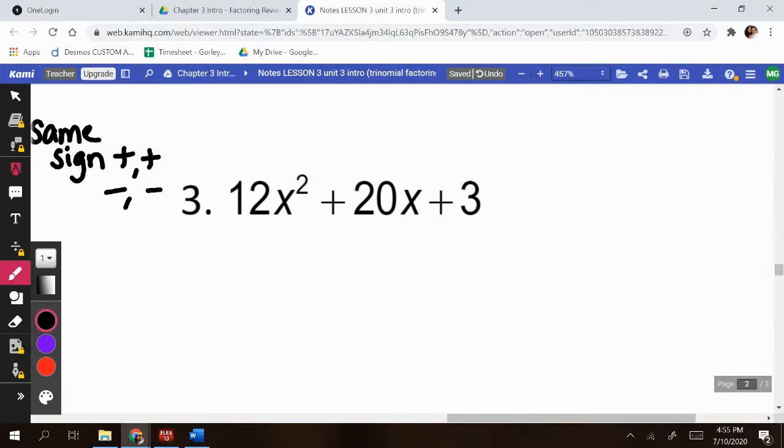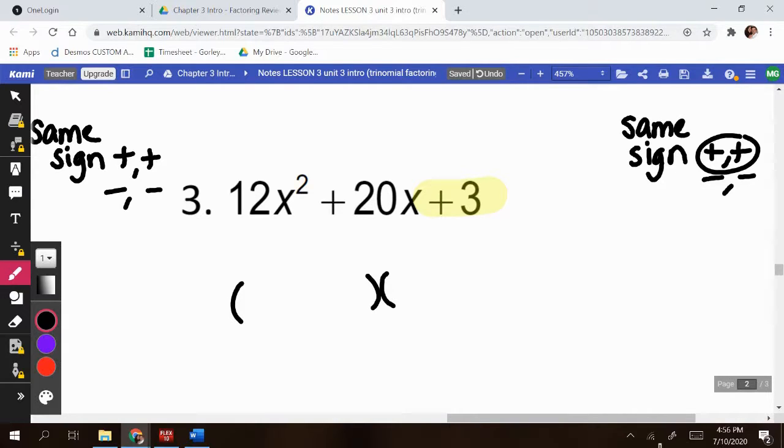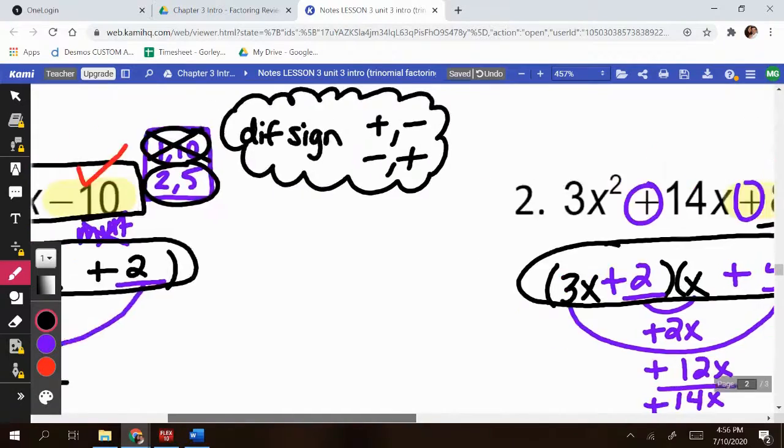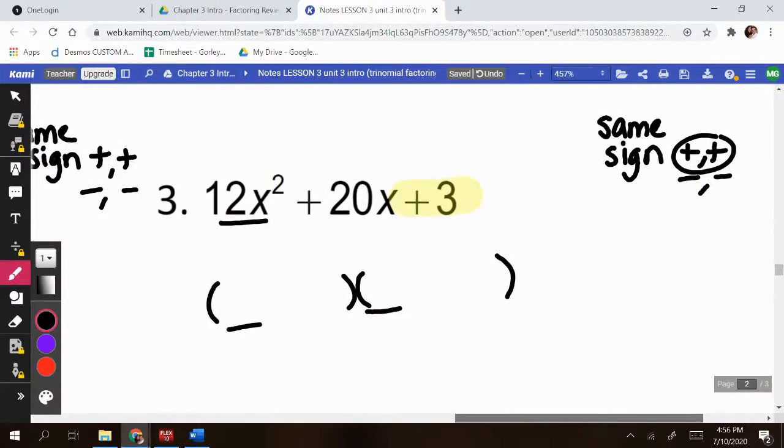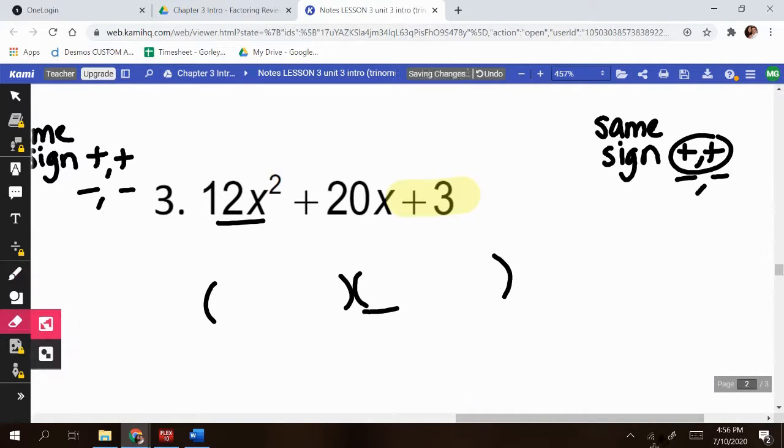Let's look at number 3. Again, we see plus 3, so I know to use the same sign. This is another one where everything's positive, so I'm guessing that I'm going to use plus plus. Set up my parentheses. First times first has to be 12x squared. So that's kind of tricky because the last ones, like 3x squared and 2x squared, we only had really one option. But with 12x squared, we have a couple different options. So I'm going to write those down.